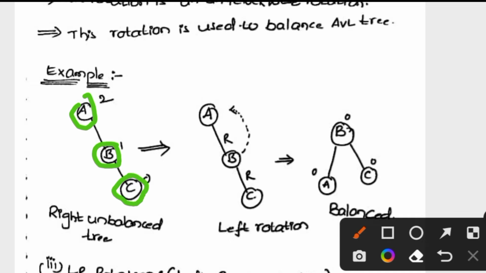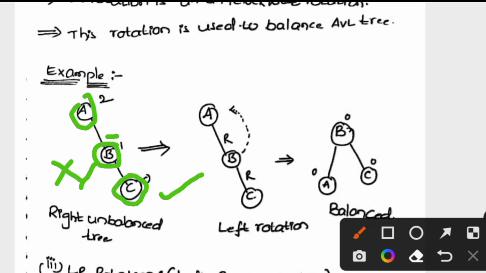Here there is no left subtree and no right subtree for the C node, so we will consider it as 0. Next we will calculate the balance factor of B. The height of the left subtree, there is no node, so we take it as 0, minus height of the right subtree, one node is there, so 0 minus 1, and at B we get minus 1.